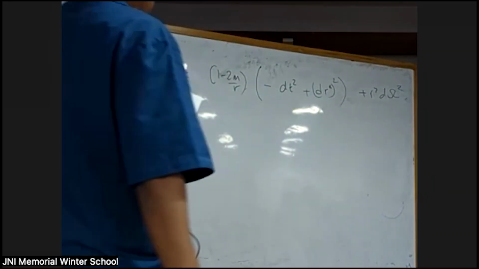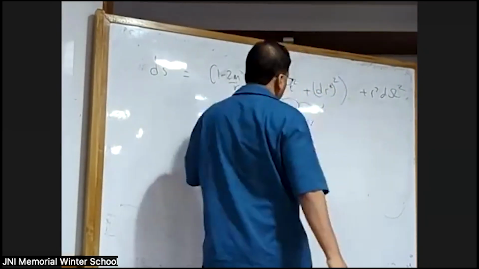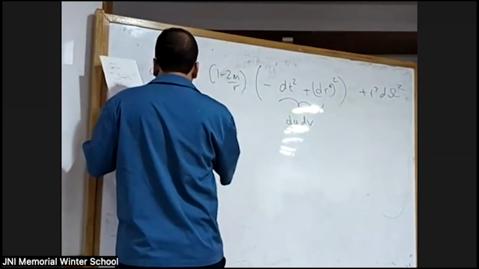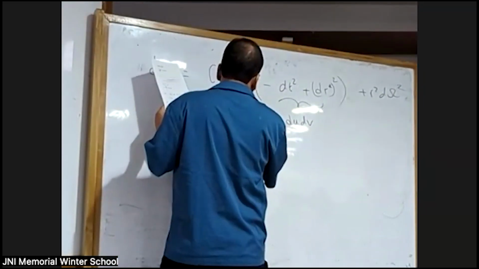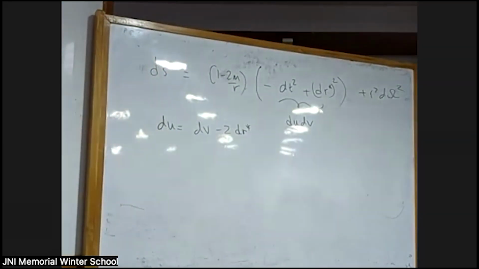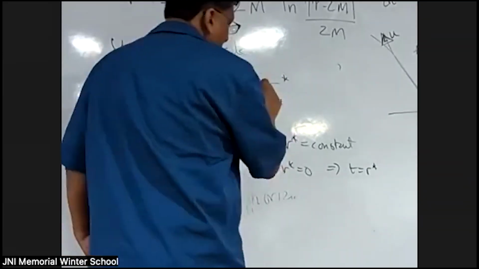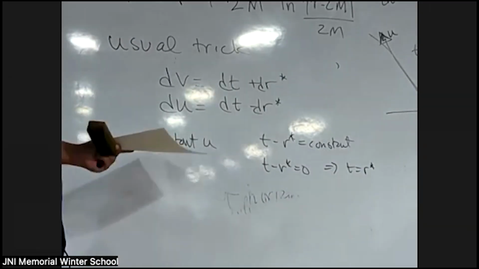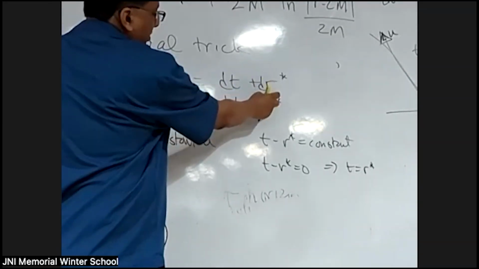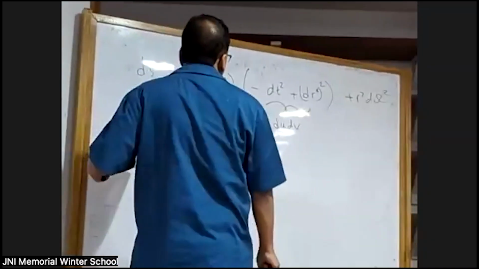Okay. Now if I write this in terms of u and v, that becomes du dv. What I can also do is write that du is equal to dv minus 2 dr star. Is that clear to you? Because like this, du will be equal to dv. You have to take minus 2 of these dr stars.